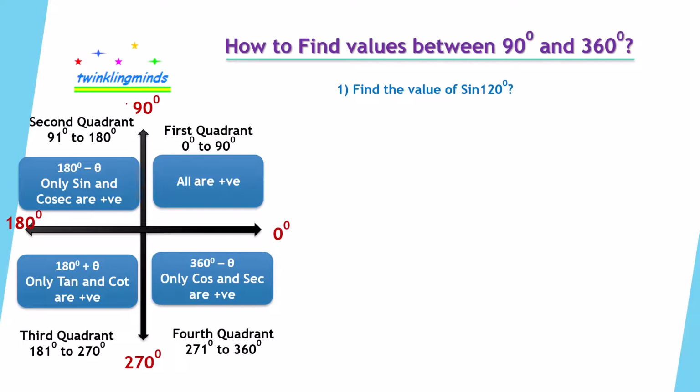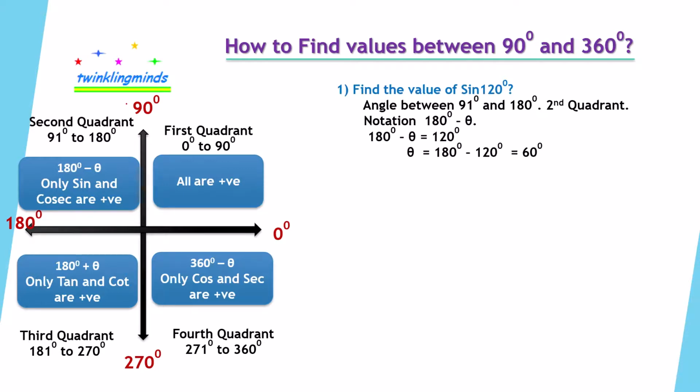First example, what is the value of sine 120 degrees? Where is this 120 degrees? This is in the second quadrant, and the notation is 180 minus theta, and sine and cosec are positive. So second quadrant notation is 180 minus theta. This 180 degrees minus theta is equal to 120 degrees, and we find the value of theta. Theta value here is 60 degrees.